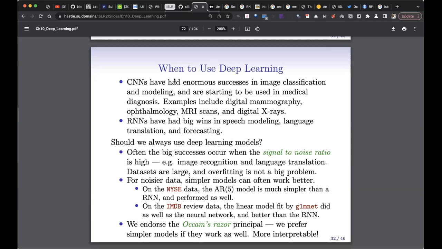They conclude by saying, using Occam's razor principle, a simpler model is always better because it's more interpretable. For example, at this point we can see that GLMNet achieved 89 and LSTM 87. You can see the difference is not that huge, right? So the idea is if the solution is simple and the difference is not that huge, just choose solutions that are more interpretable.